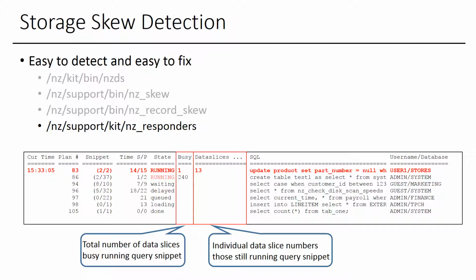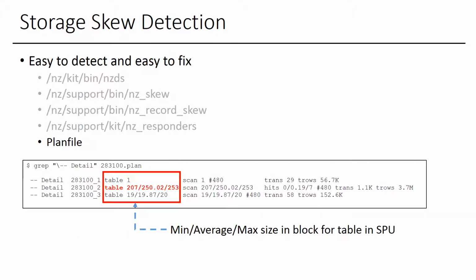This snippet cannot complete until all data slices are finished. Thus, the query waits for this one data slice before it can progress to the next snippet. It can indicate a storage skew in data slice 13. Keep in mind, the NZ responders is often the most useful tool available to identify potential skew issues. But this command can report lagging data slices that occur other than skew, such as topology imbalance, slow disk failure, etc. You can identify storage skew from the plan file also.